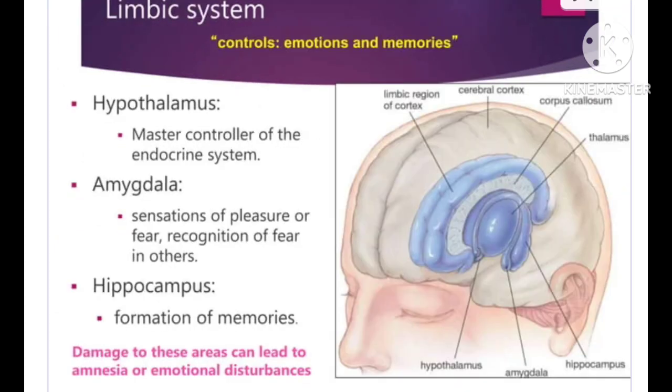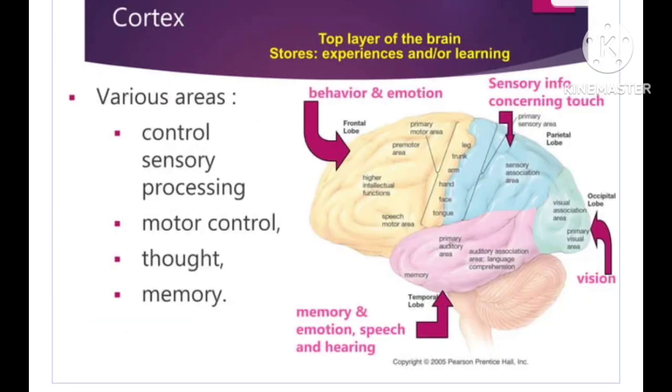Next is the limbic system. So the limbic system controls emotions and memories. Okay. Hypothalamus, master control of the endocrine system. Amygdala, sensation of pleasure or fear, recognition of fear in others. Hippocampus, formation of memories. So damage to these areas can lead to amnesia or emotional disturbances. So this is the function of the limbic system.